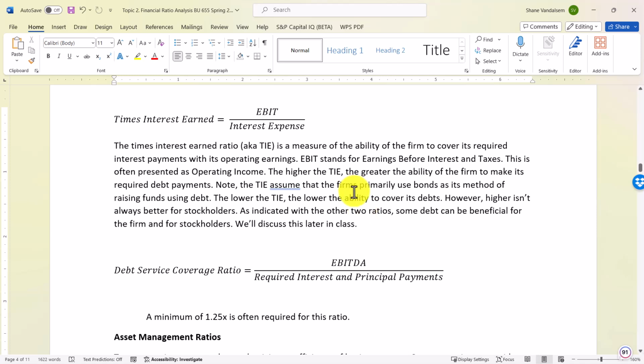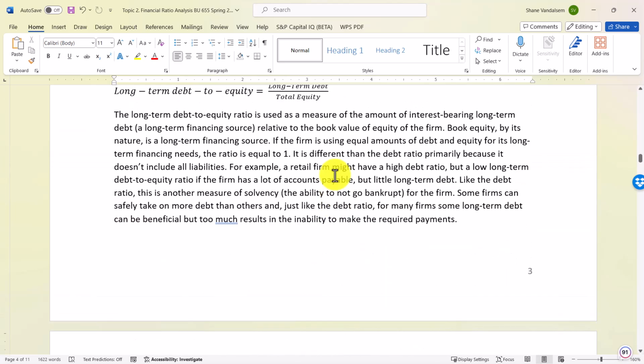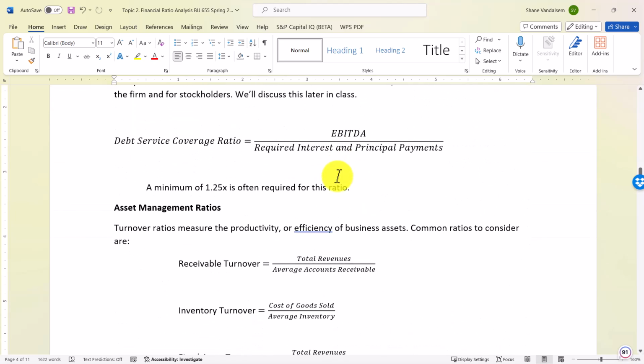So let's move on now. That kind of covers the leverage ratios. We're going to move on now to the asset management ratios. Turnover ratios are the first type of asset management ratios we're going to look at, and these measure the productivity or the efficiency of business assets. In other words, whenever a manager buys or invests in an asset for a firm, we want to make sure that that asset is one that will actually generate sales and generate profits and generate cash flows.